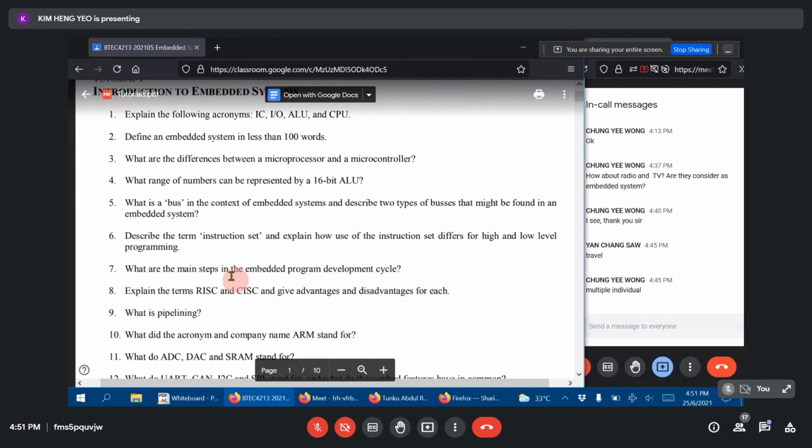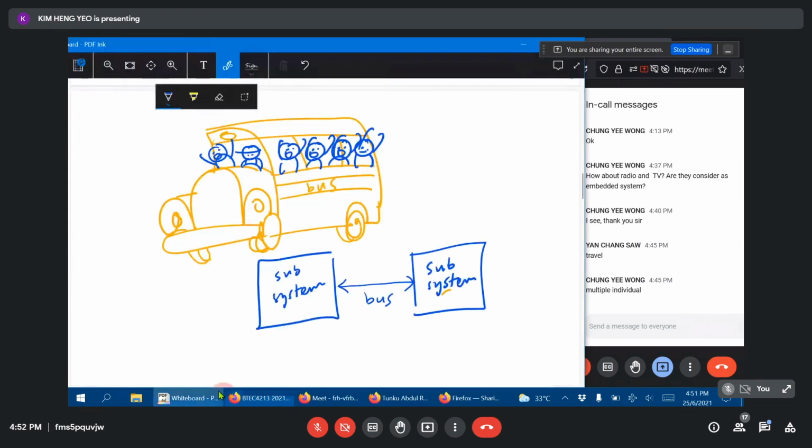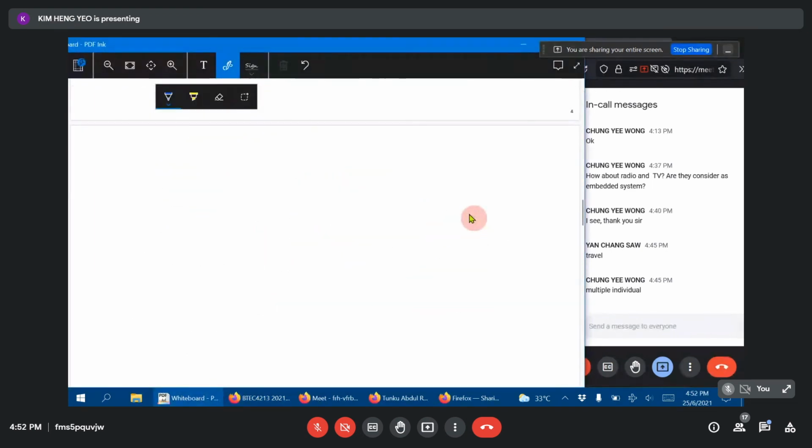What are the main steps in program development cycle? If you want to develop a program, what are the main steps? So the main steps is very straightforward. You write the code and then you build. Build means compile the code, convert it to assembly instructions, and then to executable.